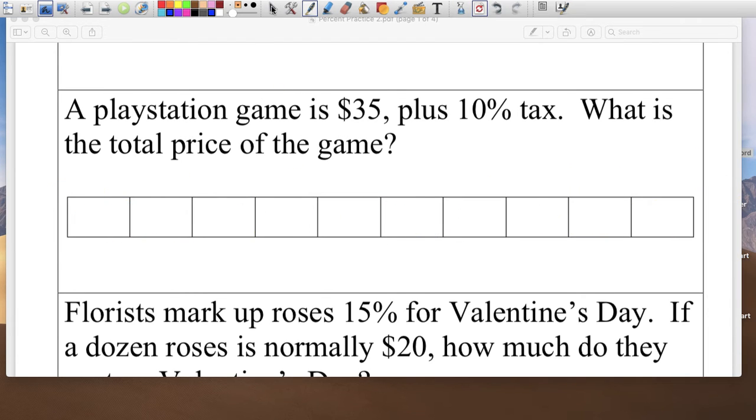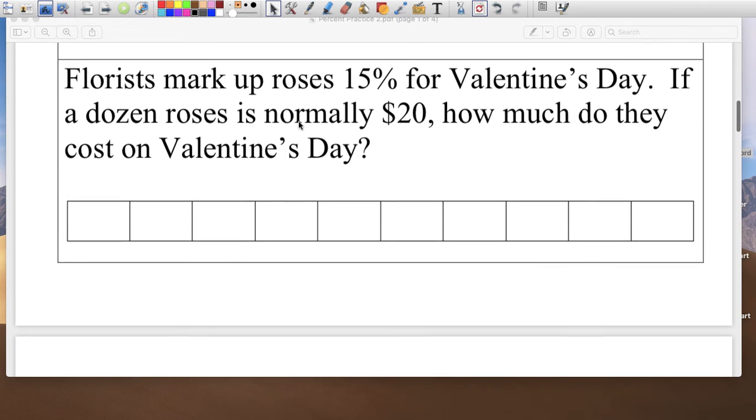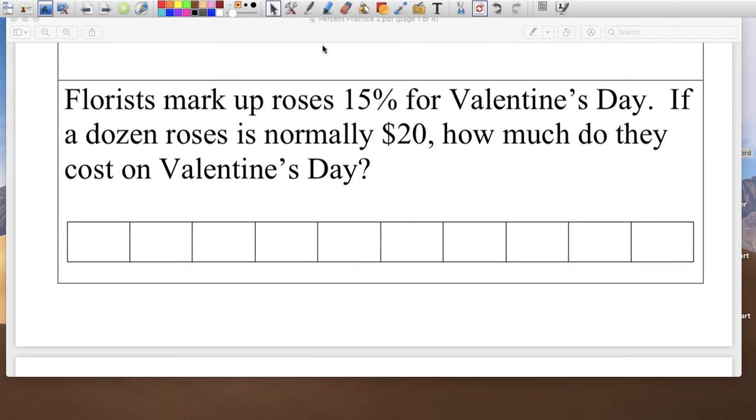Florists mark up roses 15% for Valentine's. That means that on Valentine's Day, they raise their prices for the roses by 15%. So we've got to figure out what the new prices for the roses are. Let me write this down here. So here we have 0%, 100%. Normally, our roses are $20. That's what it is right here. But for Valentine's, they're raising it. So instead of the $20, which represents 100%, they're raising it by 15%, right? 15% on top of that.